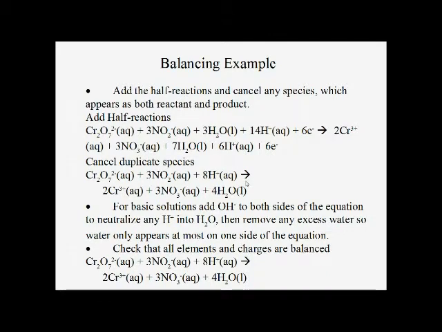I'm not showing the basic solution, but if we wanted to make this into a basic solution, what we would do is add 8 hydroxides to both sides, to cancel off the 8 hydrogen ions on the reactant side. That would give us 8 waters on the reactant side, 8 hydroxides on the product side. And then we subtract off 4 waters from both sides of the reaction, so we don't have water on both sides of the reaction. And that's it for this chapter.